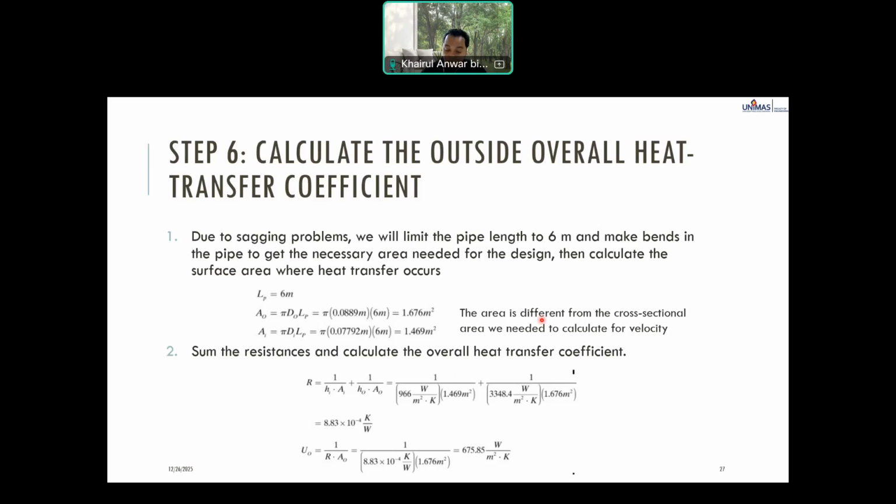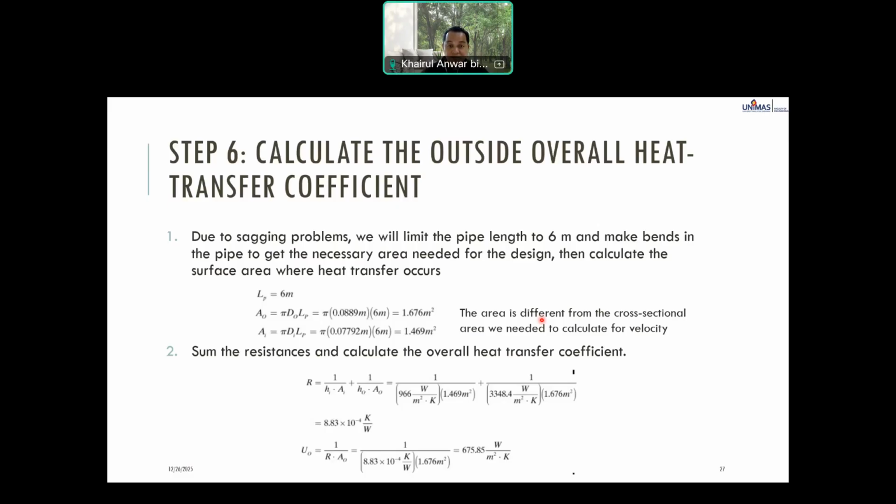Due to sagging problem, we will limit the pipe length to 6 meter. Sagging means it's bending, and we make bends in the pipe to get the necessary area needed for the design. In addition, we need to calculate the surface area where heat transfer occurs. This area is different from the cross-sectional area. We needed to calculate the velocity. So LP refers to the length of the pipe, the maximum length of the pipe to avoid bending.